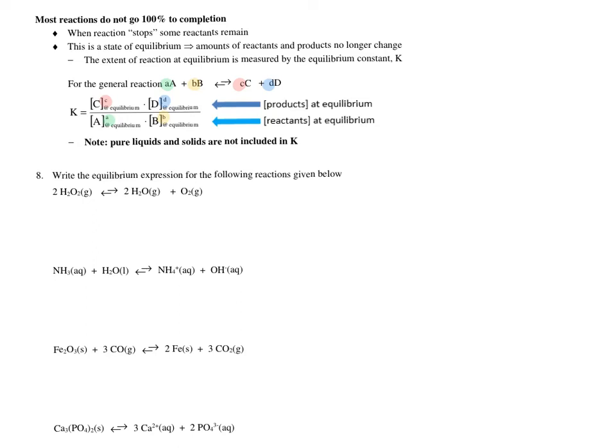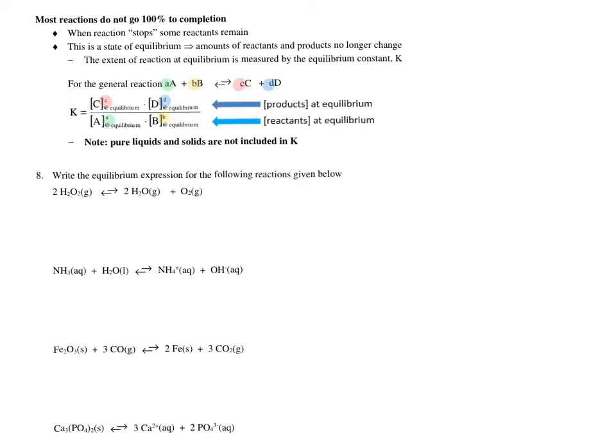In chemistry, most reactions do not go 100% to completion. The reaction stops. What is meant by stops is that there's no longer a change in the amount of reactants and products. We call this state a state of equilibrium. And the extent of the reaction at equilibrium is measured by an equilibrium constant K.